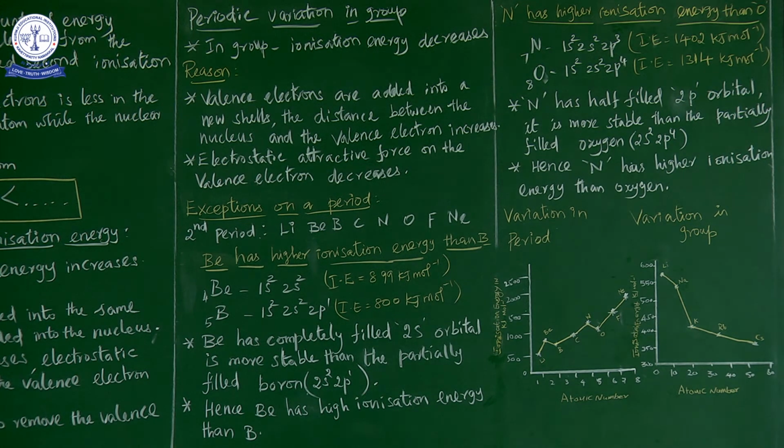இப்போ period wise பார்க்கும்போது என்ன சொல்லியிருந்தோம்? The electrons enter into the same shell. So the distance between the nucleus and valence electrons remains same, but attractive force increase ஆகுது, so that the size will decrease. But here the valence electrons are added into a new shell, so that the distance between the nucleus and the valence electron increases.